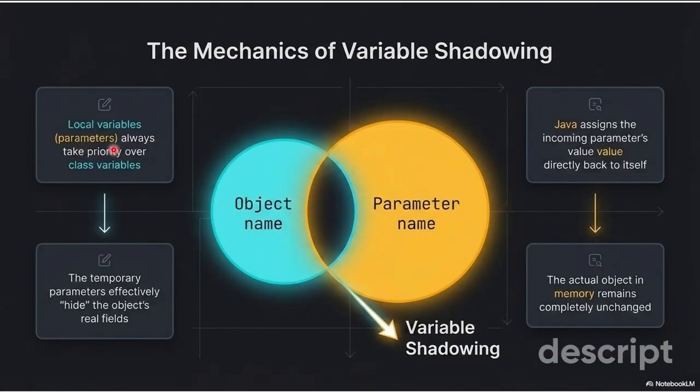What is happening over here is the local variables are overshadowing the object variables. They always take priority over class variables. The temporary parameters effectively hide the object's real fields. Java assigns the incoming parameter's value directly back to itself. It means the same value is again getting assigned to the parameter. The object variable is not in action. The actual object in memory remains completely unchanged. This is what is happening.